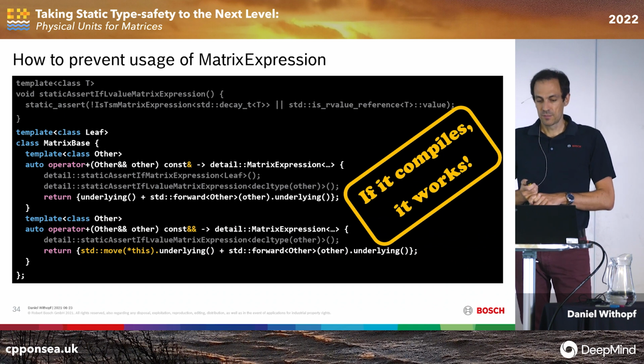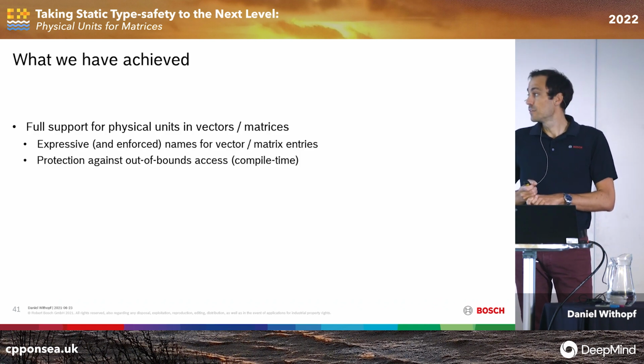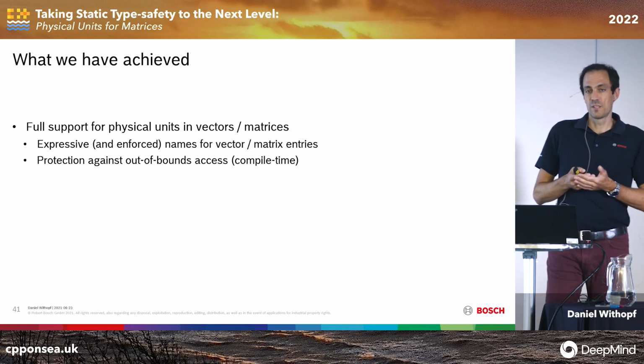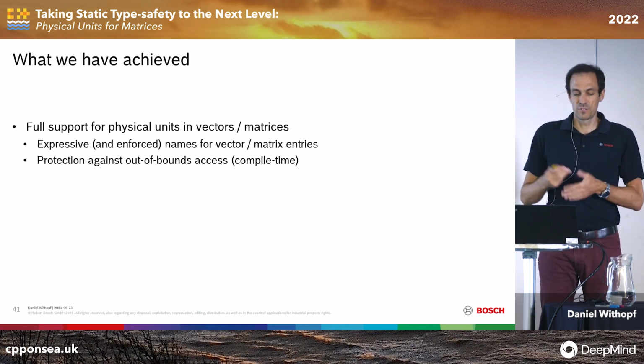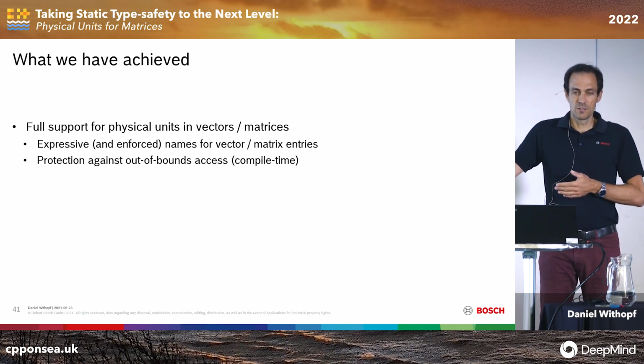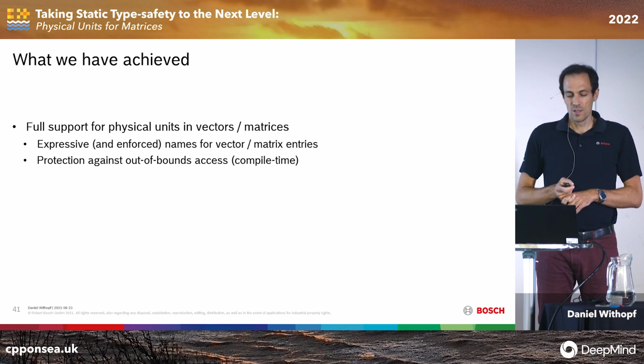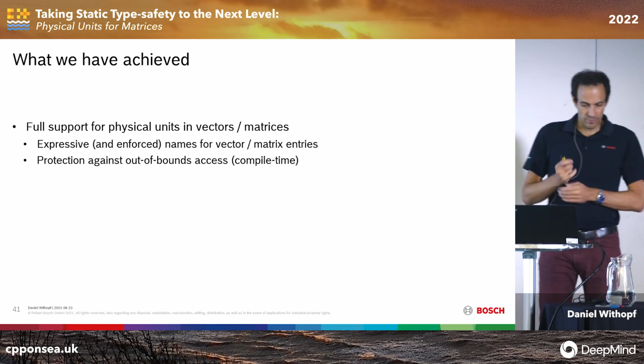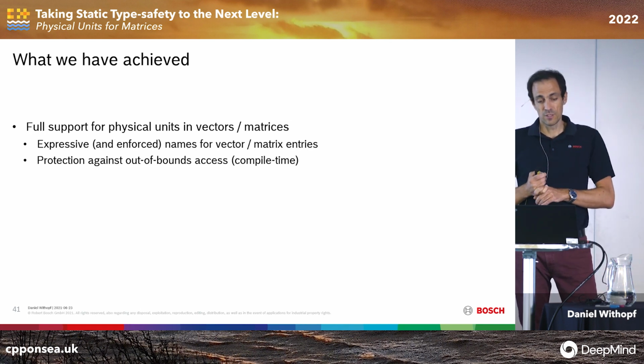Good, this already brings us towards the end. So what have we achieved so far? So far, we've achieved full support for physical units in all vectors and matrices. This includes expressive and enforced names for vector and matrix entries. So we've seen that we now always have to manually specify what an index contains. There's no way to create a matrix without that. Second of all, we've also achieved protection against out-of-bounds access at compile time. So if you use the official library interface, it's not possible to do any out-of-bounds accesses anymore.